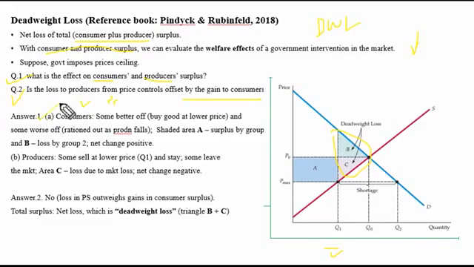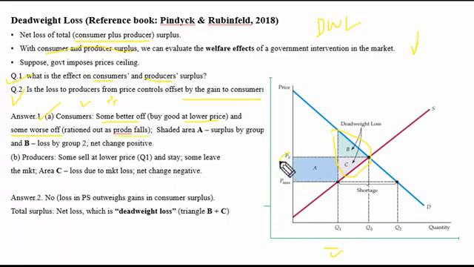To answer the first question, what is the effect on consumer and producer surplus, we see that some people will be better off, right? As there is a price ceiling, some consumers will be better off as they will be able to buy the goods at a lower price, and some will be worse off as they will be rationed out as production will fall.